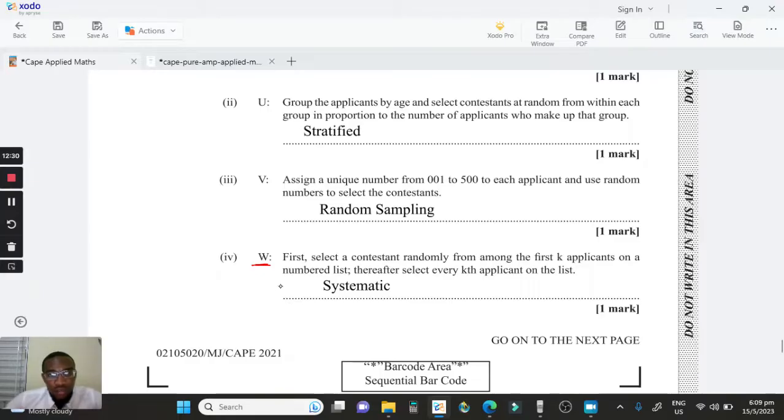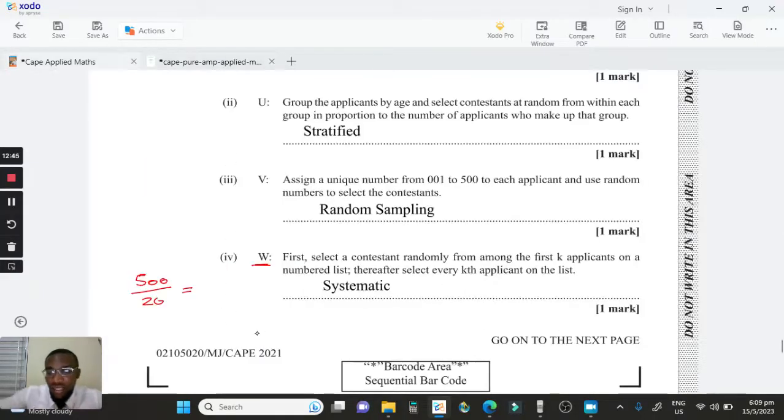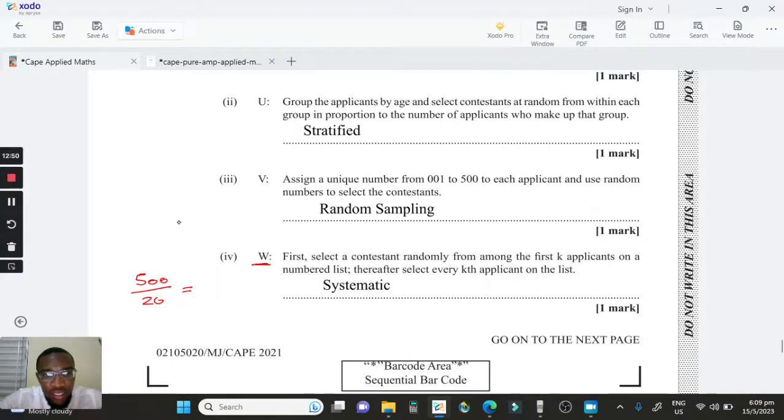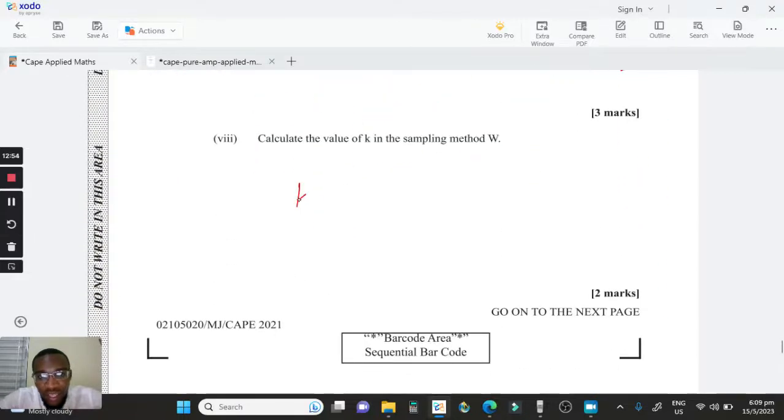So, remember, it's 500 applicants, right? And we're selecting 20 in total. So, if we go 500 divided by 20, that's what we're going to do on the next page here to get our value of k. So, let me go to the next page. All we're saying here is k is equal to 500 divided by 20, and we'll pump that in the calculator, we'll get 25. So k is 25.